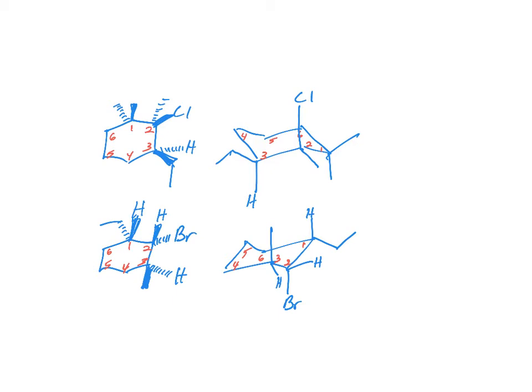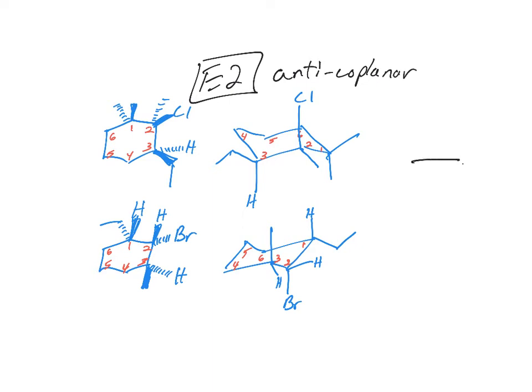The idea here is we need to practice these chair structures again because we need to think about E2 reactions. You can think about SN2 reactions where you flip the stereochemistry as well, but especially E2, because we need to get things anti-coplanar or anti-periplanar, which means you need your leaving group and your hydrogen 180 degrees apart.